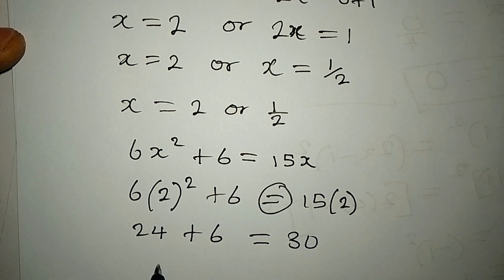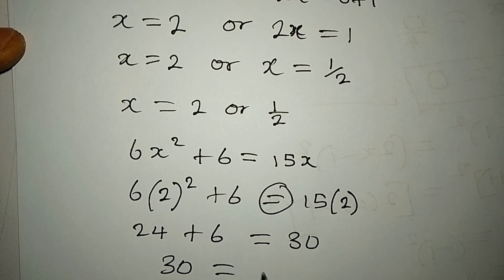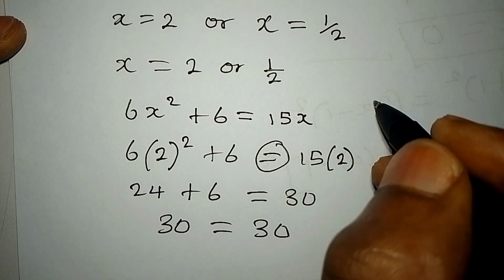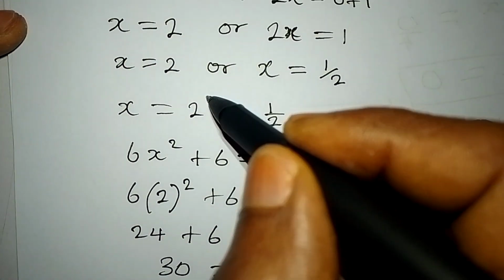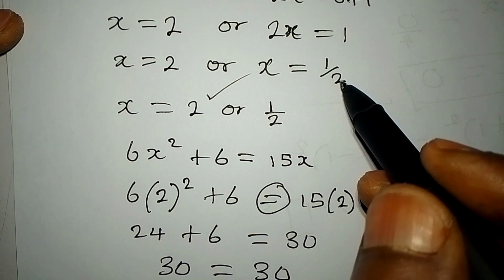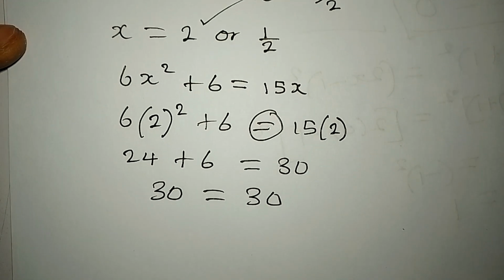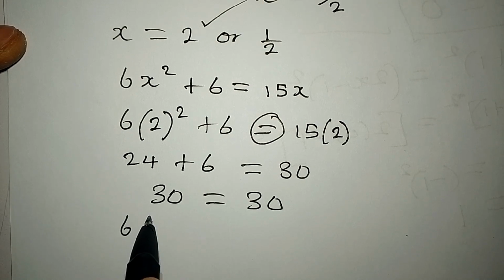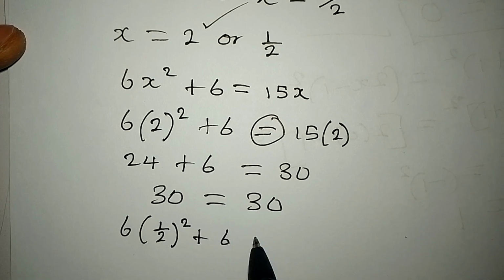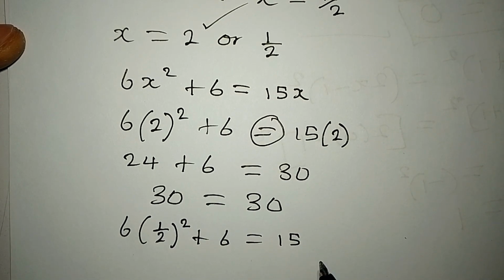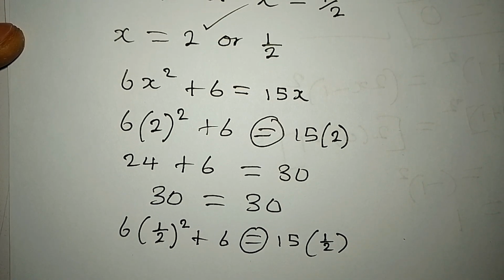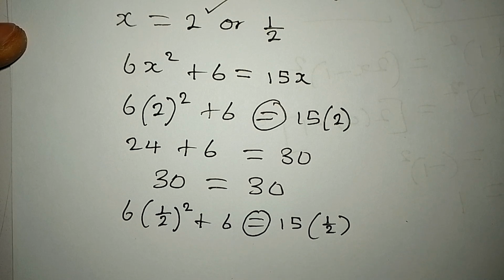Now, what is 24 plus 6? It is also 30. So, we have 30 on both sides, meaning that our x to be equal to 2 is very satisfying. Now, let's go straight to the second value of x, which is 1 over 2. Now, this means I'll be having 6 into bracket 1 over 2 to the power of 2 plus 6 equal to 15 into bracket 1 over 2. Now, do you think they are equal? I want to circle this because they may not be equal, right?